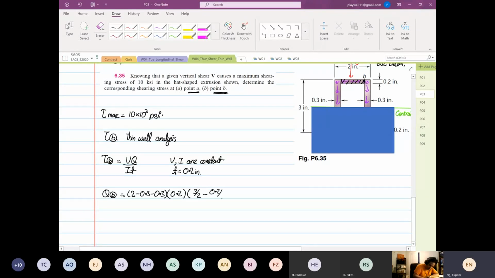0.2 divided by 2. Okay, so this is your width, this is your depth, this is your y bar. So y is 3 inches divided by 2, and this is 0.2 divided by 2. So this will be equal to (2 minus 0.3 minus 0.3 minus 0.3) times 0.2 times (3 over 2 minus 0.1). So it's equal to 0.392 inches cubed.